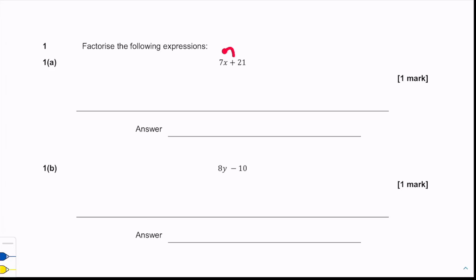Okay, so let's go through some basic examples for factorising. We've got 7x plus 21 to begin with. So we need to find the highest common factor, which is 7. So we put 7 outside of our brackets, and then we've got x, and then plus 3. So that's how we factorise the first one, as 7 times x gets us 7x, and 7 times 3 gets us 21.